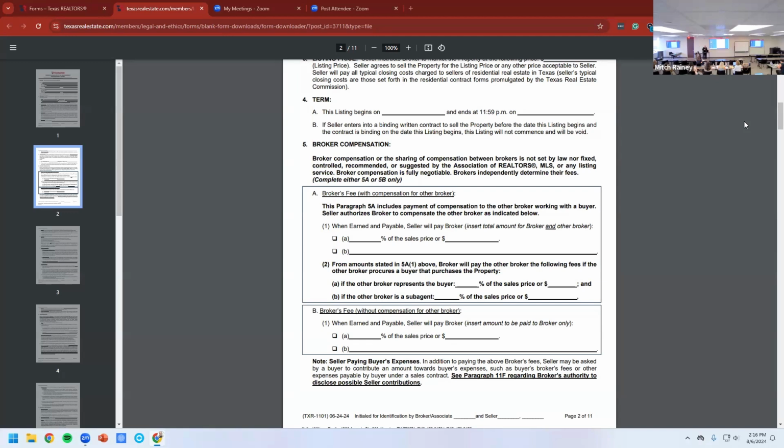So 5A is when the seller is going to pay the listing agent and offer compensation, or the seller is giving permission for the listing agent to share the commission, right? So 5A1 is total compensation, just like it was before. So 5A, let's say 8%. Or if you're doing a flat fee, has anyone considered doing a flat fee? Yeah. You've got some of those.